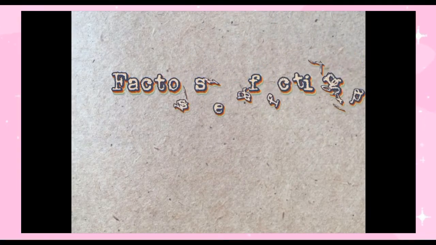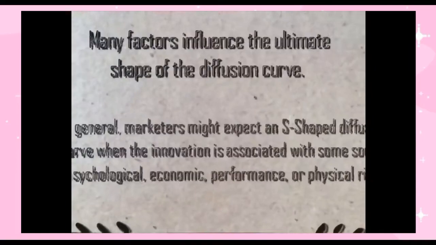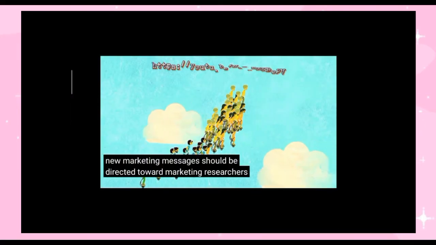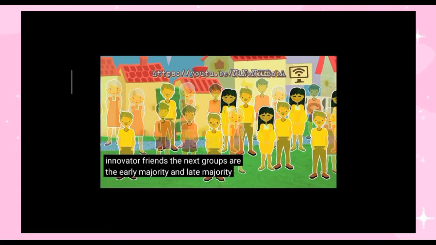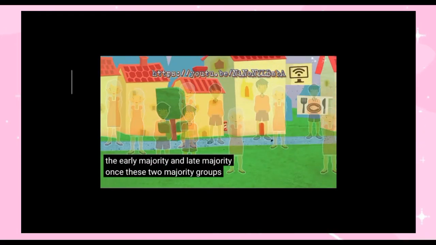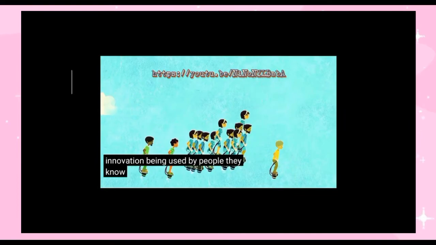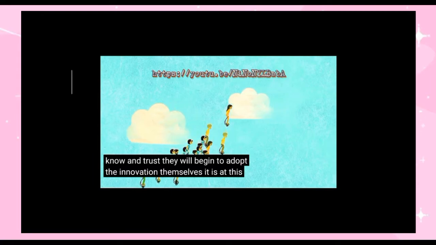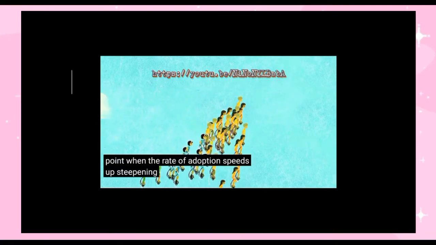Factors affecting the shape of the diffusion curve. Many factors influence the ultimate shape of the diffusion curve. In general, marketers might expect an S-shaped diffusion curve when the innovation is associated with some social, psychological, economic, performance, or physical risk. Marketing researchers measure the early majority and late majority. Once these two majority groups see the innovation being used by people they know and trust, they will begin to adopt the innovation themselves. It is at this point when the rate of adoption speeds up, steepening the slope of the curve.